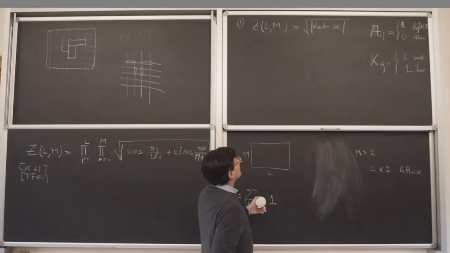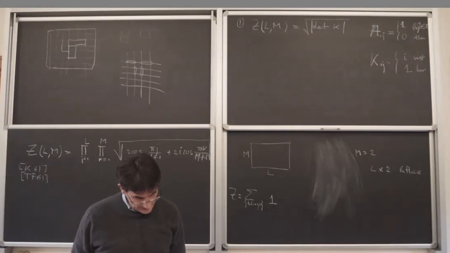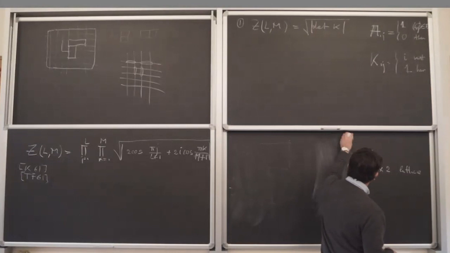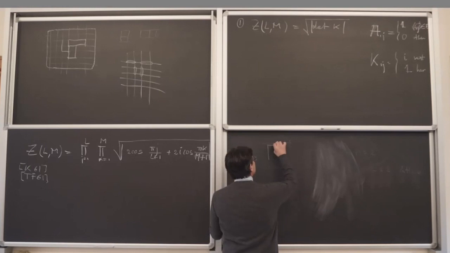So all the proof goes. Well, I will only sketch it, but the point is the following. Let us introduce, I will work out in detail a small example. We consider the case M equal 2 and L equal 3.